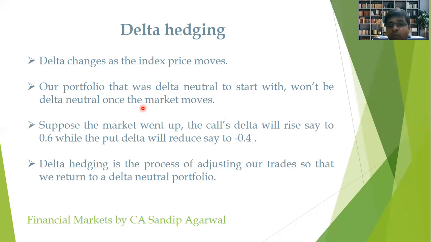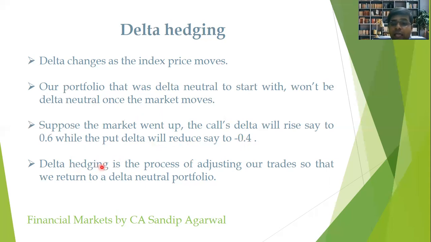Now in this case, after the movement in the underlying instrument, which is Nifty in our case, the delta becomes 0.6 minus 0.4, which is equal to 0.2. The person who has sold an ATM call and an ATM put option, which is basically a short straddle, no longer has his position delta neutral. Now he is exposed to a risk of 0.2 delta, which I have explained in this third line: suppose the market went up, the call delta will rise, say to 0.6, while the put delta will reduce, say to minus 0.4.